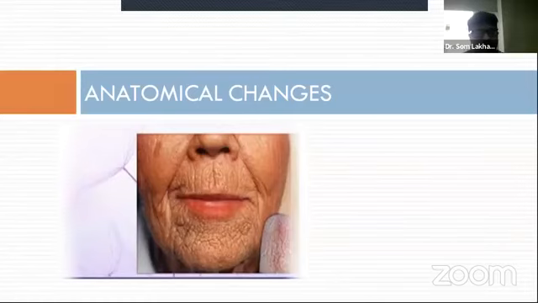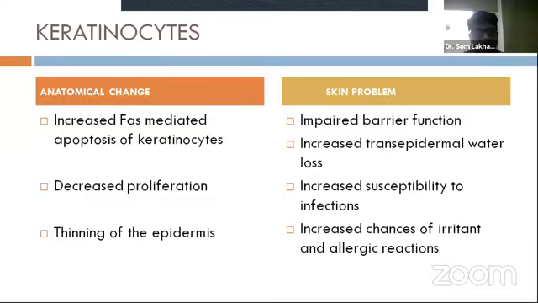So till now we have discussed the important physiological changes that occur with aging. Now we'll be discussing some of the anatomical changes that occur in the aging process. Basically there are four types of cells in the epidermis. They are the keratinocytes, melanocytes, Langerhans cells, and Merkel cells. Each of them tends to age, and we'll be discussing each one of them.